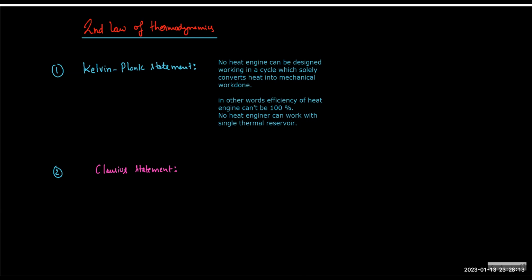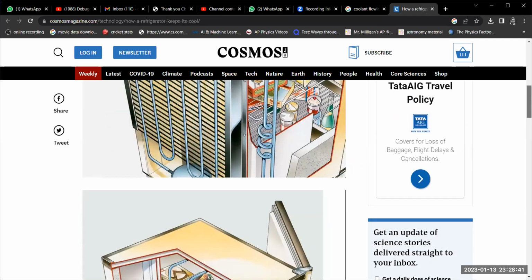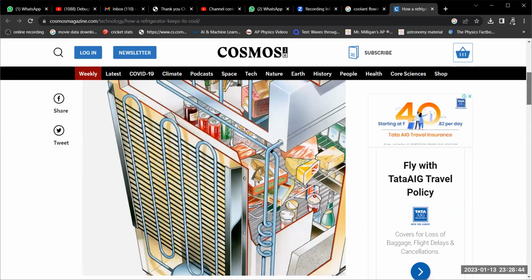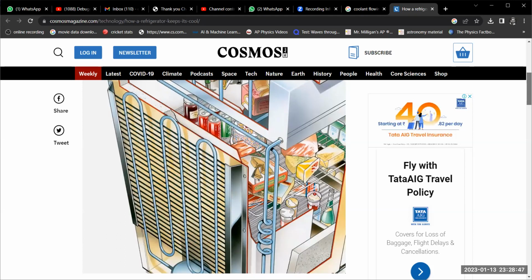And the same is for the AC as well. Okay, let me show you this. I've got this simple diagram. Let me share. So can you see this refrigerator now? You can see this is the back of the refrigerator. This is the sink part. From here the heat is released to the kitchen actually.